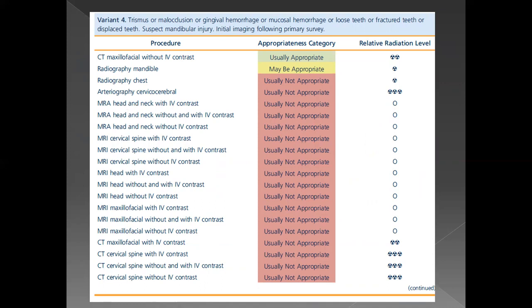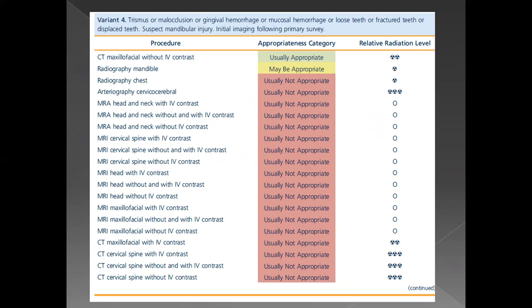So for trismus or malocclusion or gingival hemorrhage or mucosal hemorrhage, loose teeth, fractured teeth, or displaced teeth, or where you suspect mandibular injury is the cause, and for initial imaging following primary survey, the ACR actually thinks that the maxillofacial CT without IV contrast is the most appropriate examination. Even though it is giving you a lot more radiation, it's really about twice the radiation of radiography of the mandible, but still it is giving you a lot more information as compared to the plain X-rays.